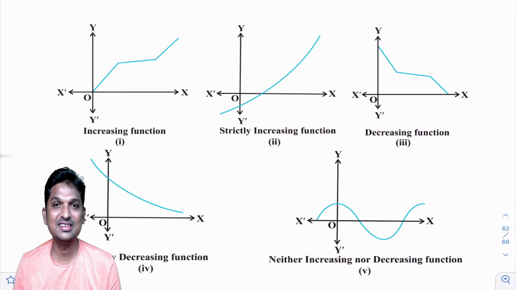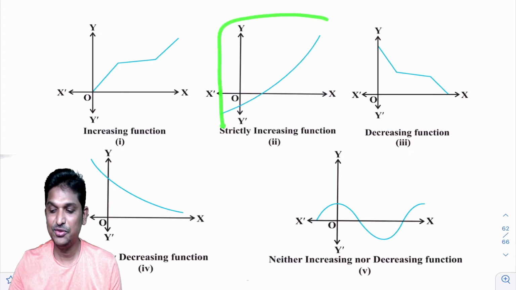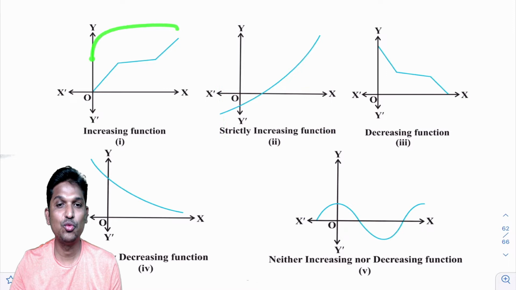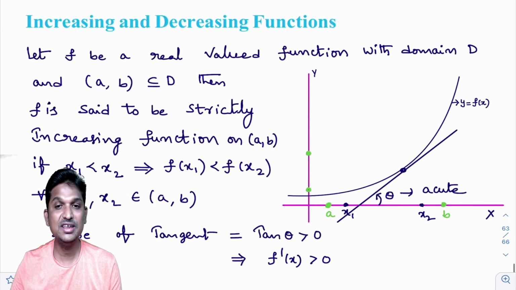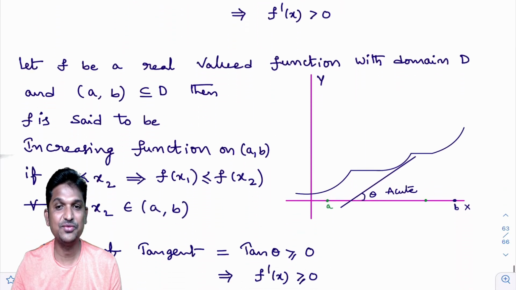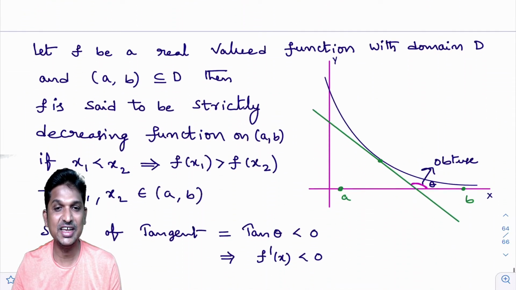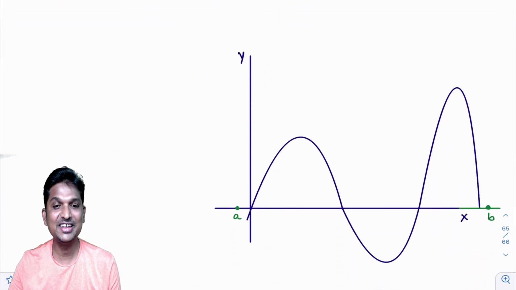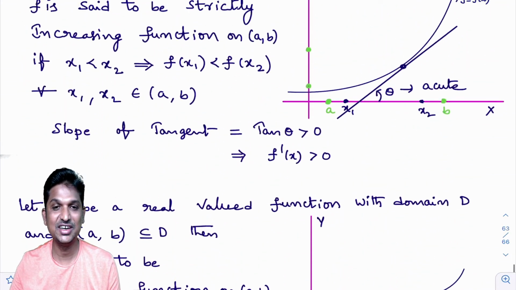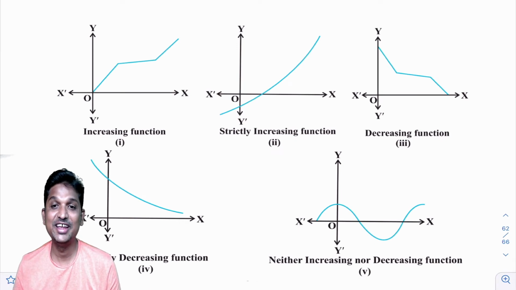This is the first class in increasing and decreasing functions. In this class, what are the things we are going to learn? You observe these graphs. We will learn what is a strictly increasing function, what is an increasing function, what is the difference between them, what is a strictly decreasing function and what is a decreasing function, what is the difference between them, what is the exact definition of strictly increasing function and strictly decreasing function, and when we say the function is neither increasing function nor decreasing function. All these things we are going to learn in today's class.